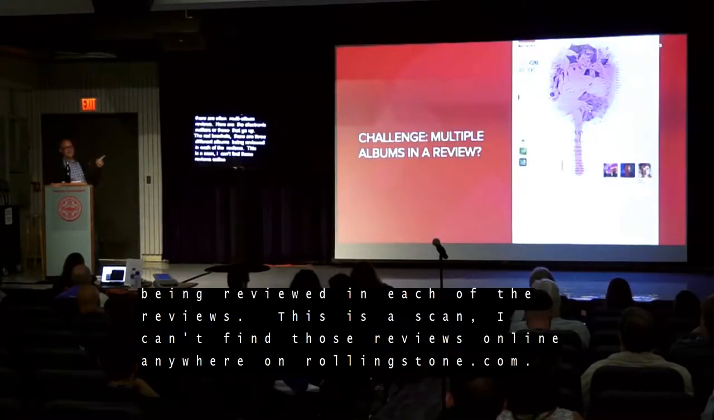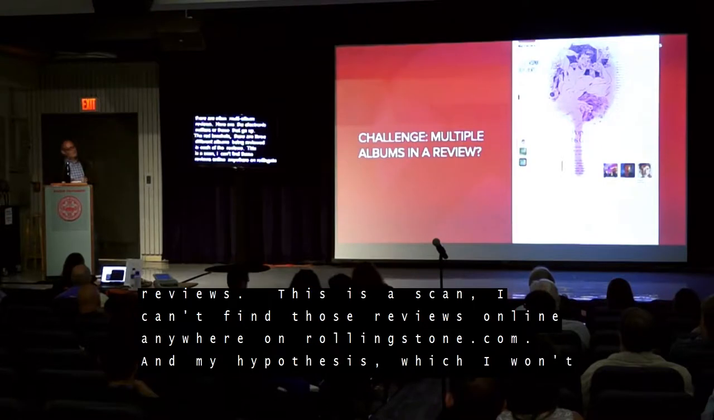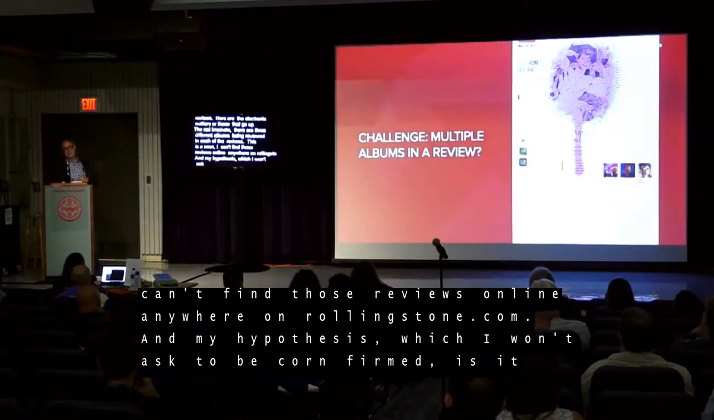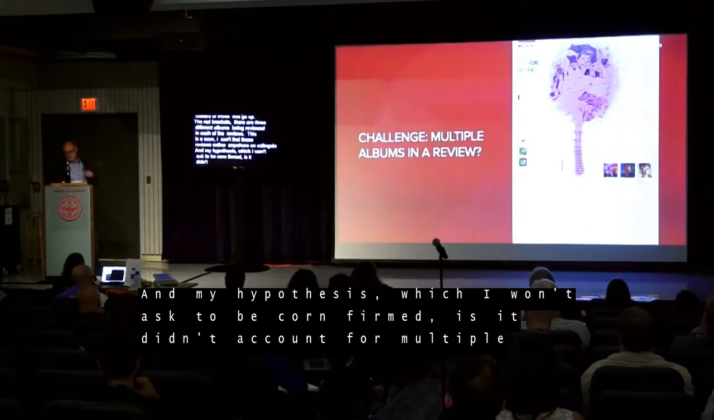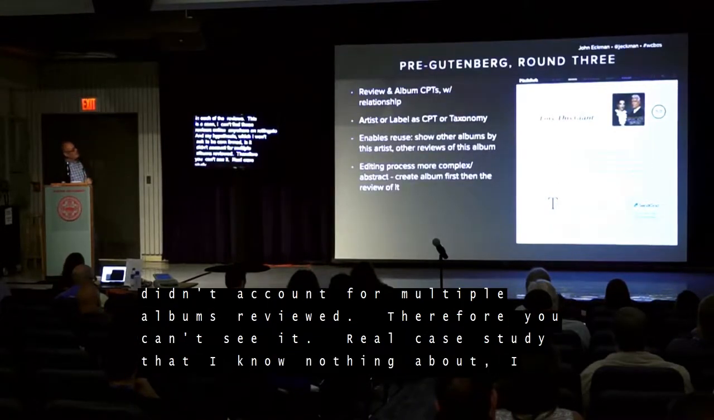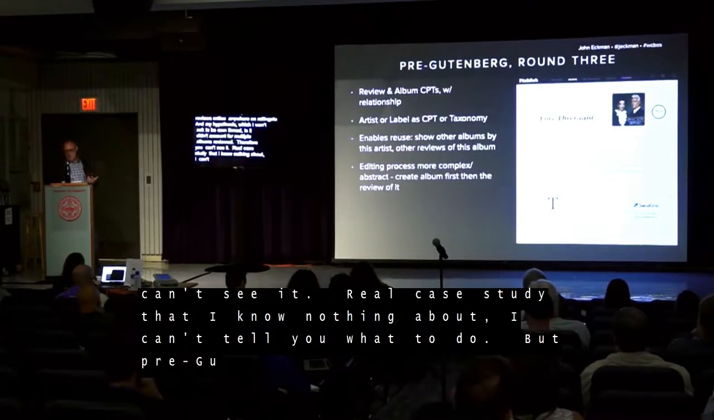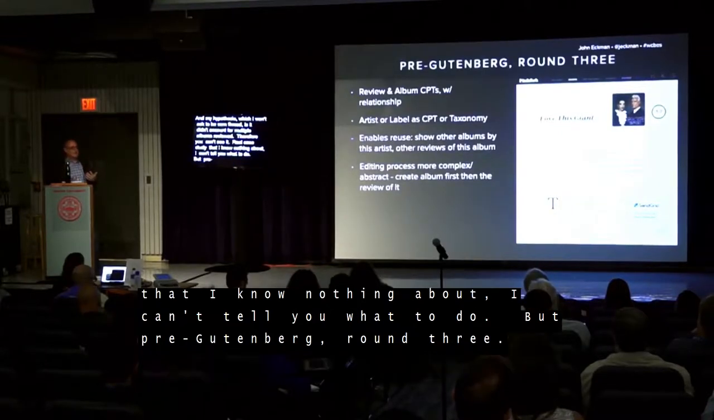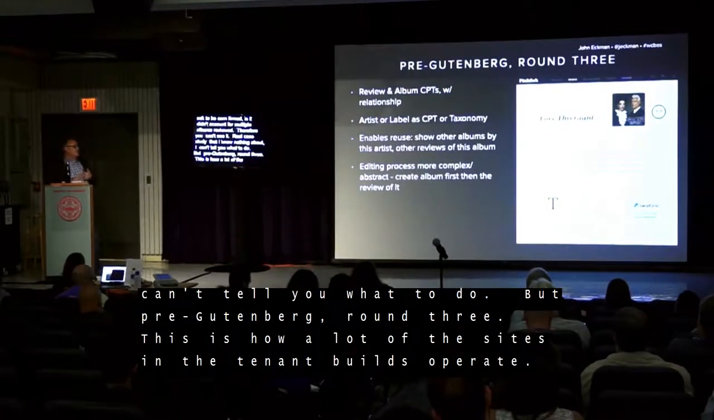And my hypothesis, which I won't ask you to confirm, was that the review content structure doesn't actually account for multiple albums in a review, and therefore you can't display it. So, real case study that I know nothing about, so I can't tell you that's actually what happened. But pre-Gutenberg round three, this is ultimately where most people end up. Like, this is how a lot of sites that Turn Up builds operate, is you would have a number of custom post types.